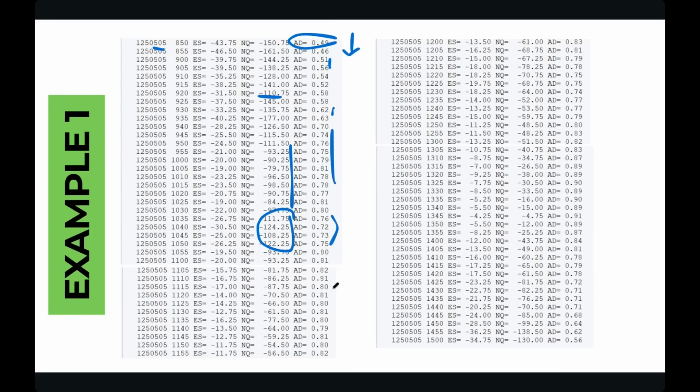AD 0.8 is bearish because the declining stock is more than the advancing stock. But as I said, the AD is not static. So as long as it's moving up from 0.4 to 0.8, the market is also going up.